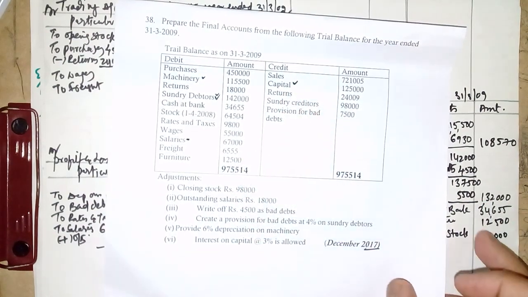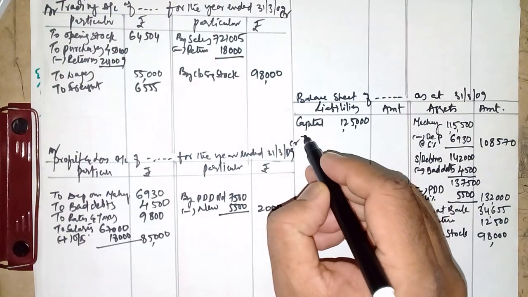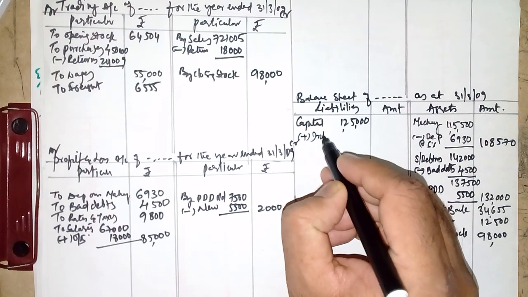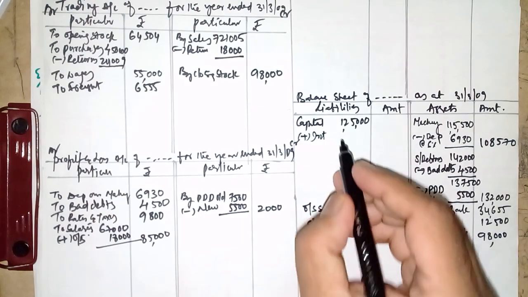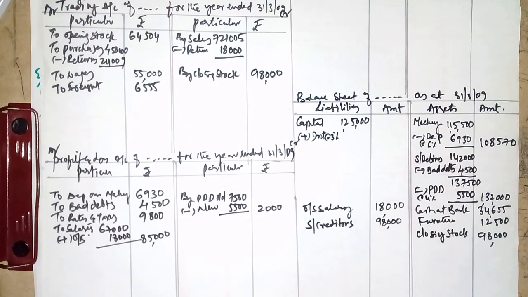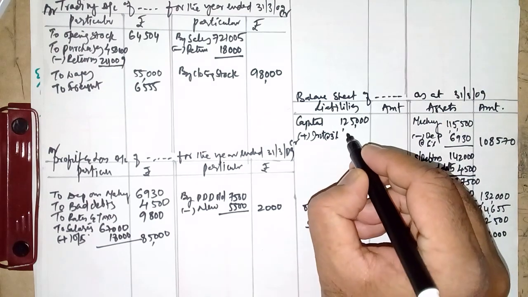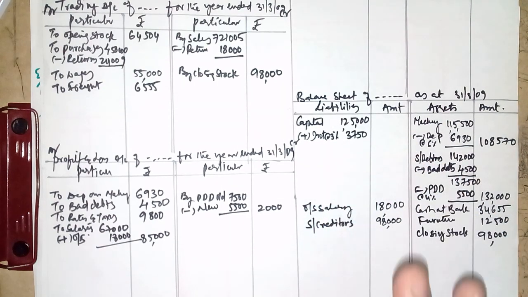So interest on capital. Now we do the treatment, 3%. Interest on capital will be added. How much? At 3%. So how much is the capital? Total capital is 1,25,000 into 3%. That is 3,750, an add item. So we will leave it.